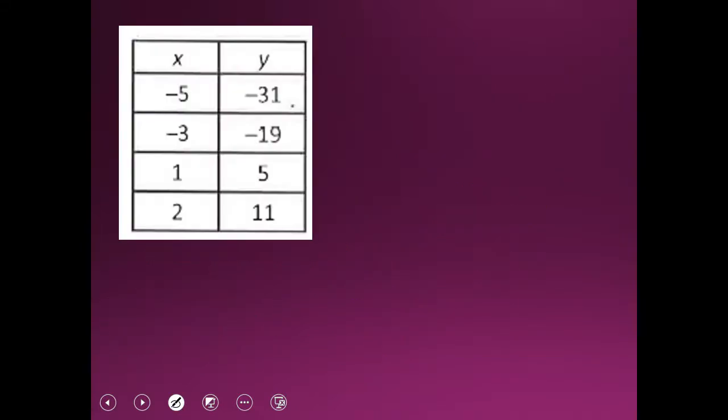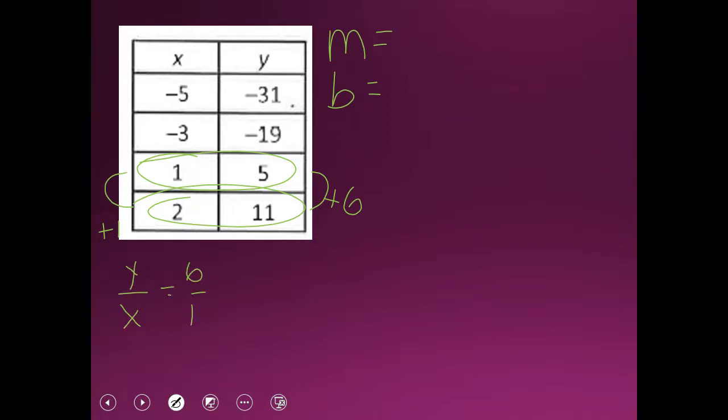Okay, we're going to do one more example of this. First things first, I need to find my slope because the things I need are m and b. So I'm going to use, again, these two because they're the easiest. From 1 to 2, I add 1. From 5 to 11, I add 6, right? So if I do my y over my x, I get 6 over 1. So my slope is 6.